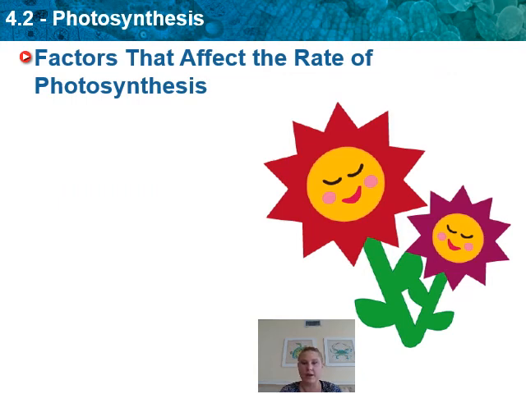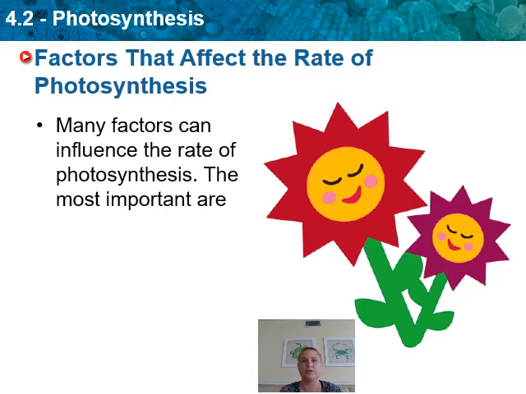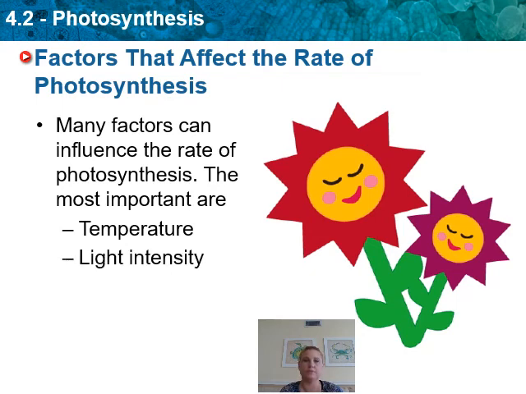So we do have some factors that actually will influence how quickly photosynthesis occurs. So factors that can affect the rate of photosynthesis. Many factors can influence the rate of photosynthesis. The most important ones are temperature and light intensity. So if there's not a lot of light, photosynthesis is going to happen slower. And then also the availability of water. Again, if we don't have enough water, that's one of our main reactants for our equation, you're going to have photosynthesis occurring more slowly.